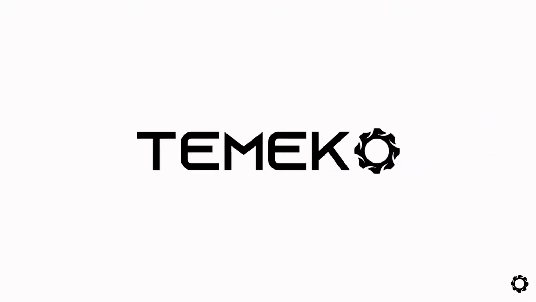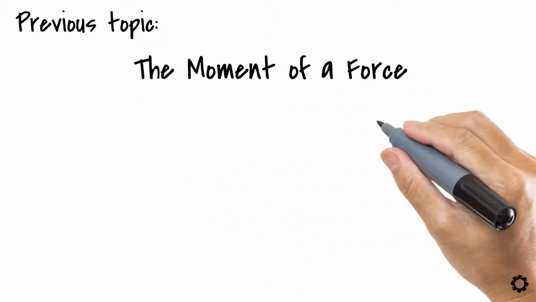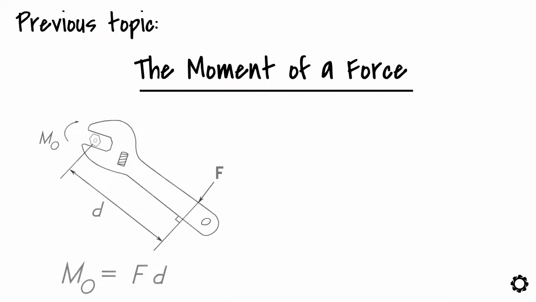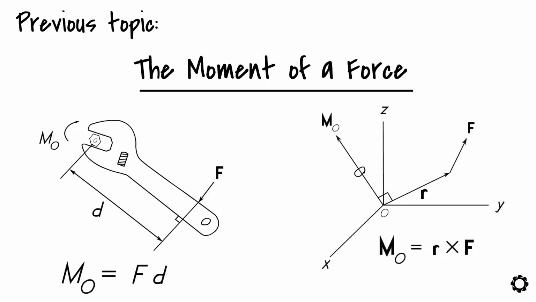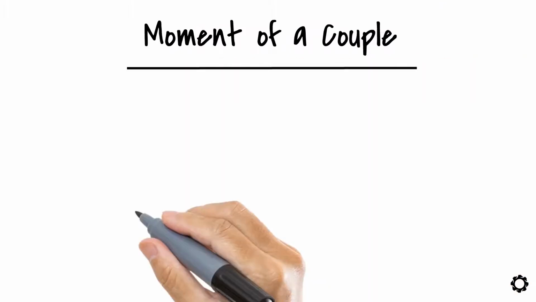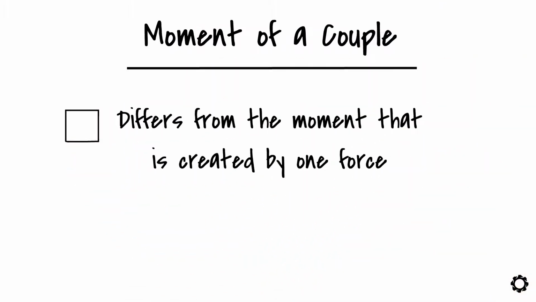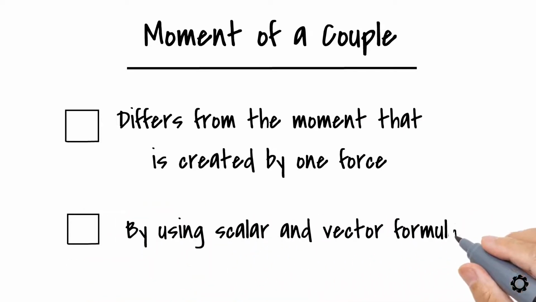In this video, we will continue with the previous topic in which we discussed the moment of a force and how to define the moment by using scalar and vector formulation. This time, however, we will discuss a slightly different case in which the moment is created by two parallel forces, which is called the moment of a couple. We will look at how this kind of moment differs from the moment that is created by one force. We will also learn how to determine this moment by using scalar and vector formulation.